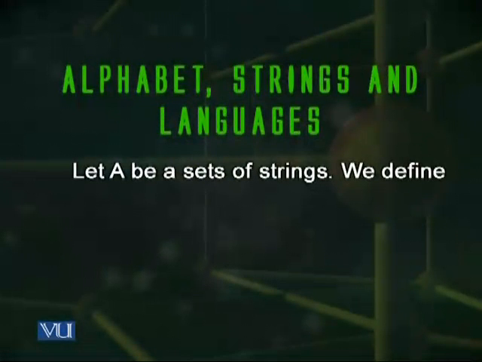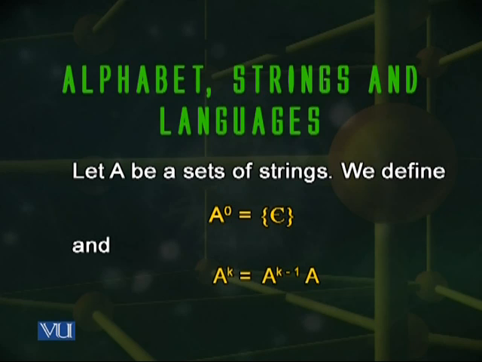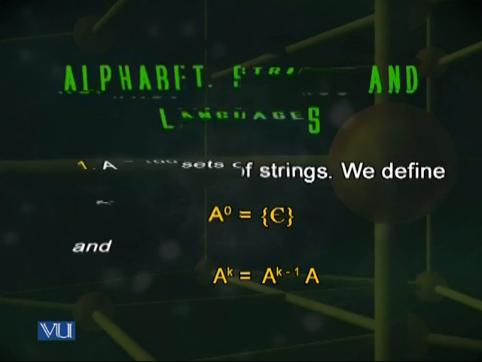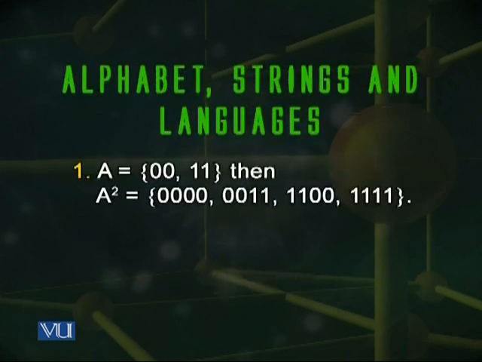Let us look at another set A of strings. We define the set A to the 0 to be the set consisting of the empty string. And we define the set A to the K to be the product of the set A to the K minus 1 and A. So, A to the K consists of taking K strings from A and concatenating them together. Let us look at an example. Let us say that A is 00, 11.